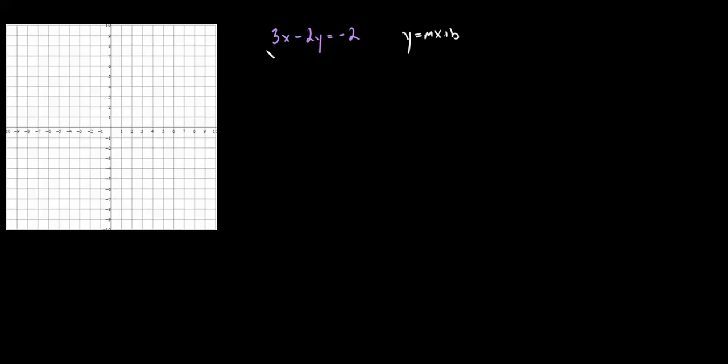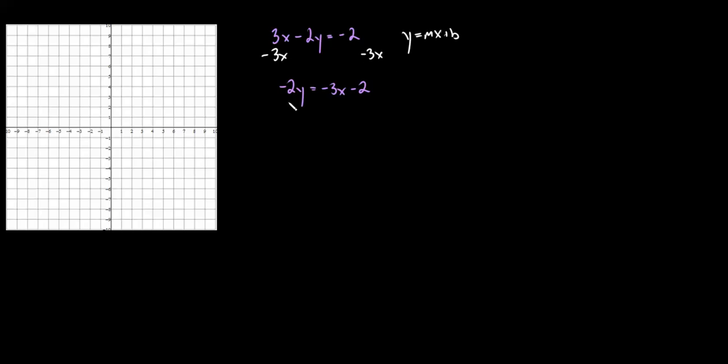So the first thing I should do is move that 3x over. So I'm going to subtract 3x from each side. What this is going to end up getting me is -2y is equal to -3x minus 2. Remember, these are not like terms, so I cannot combine them. So now, almost there.